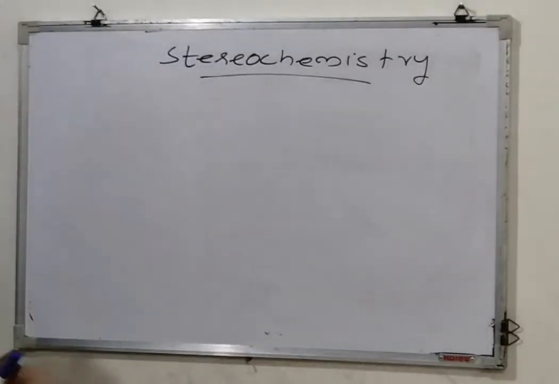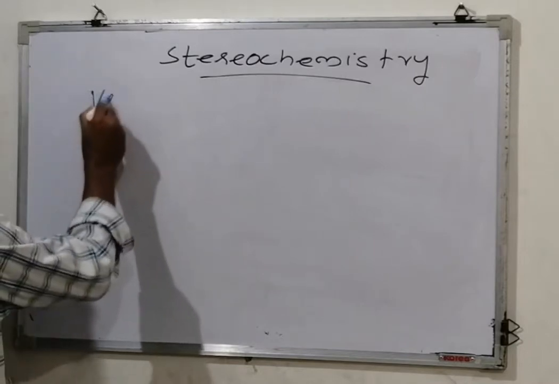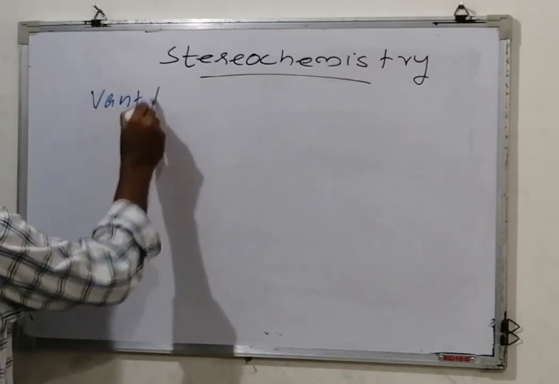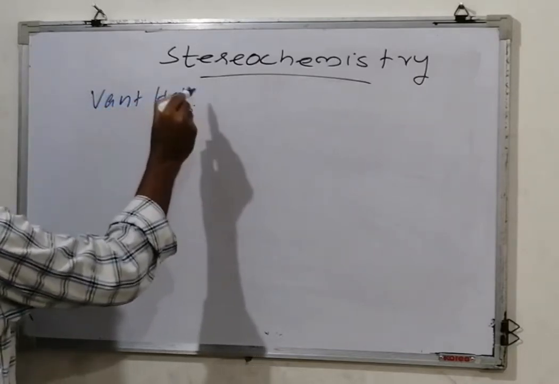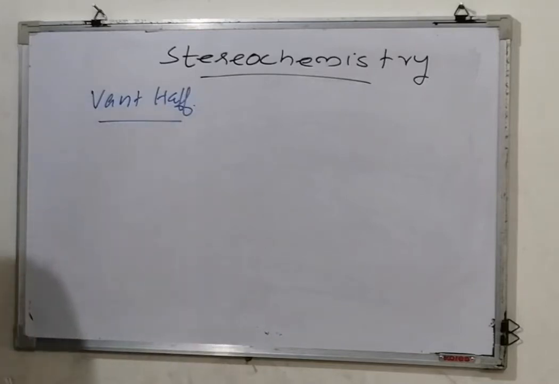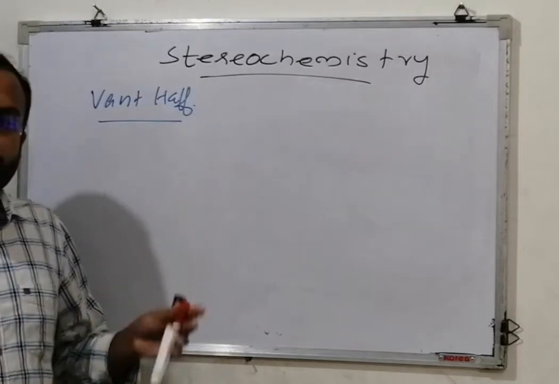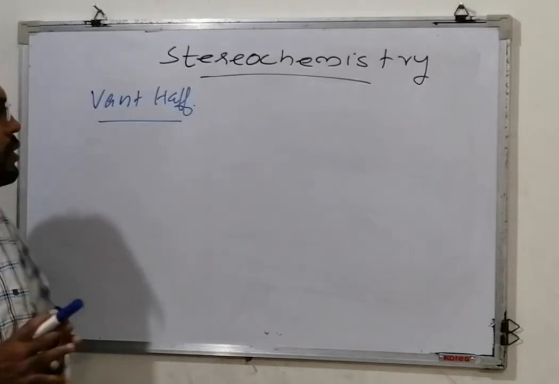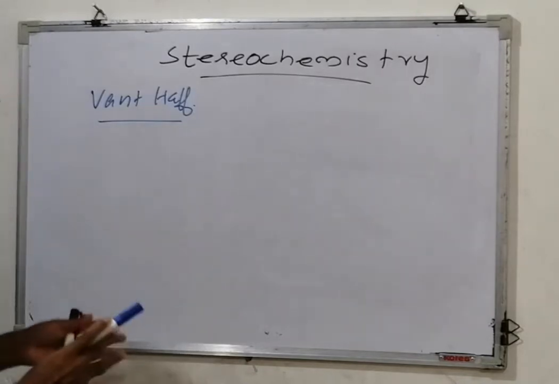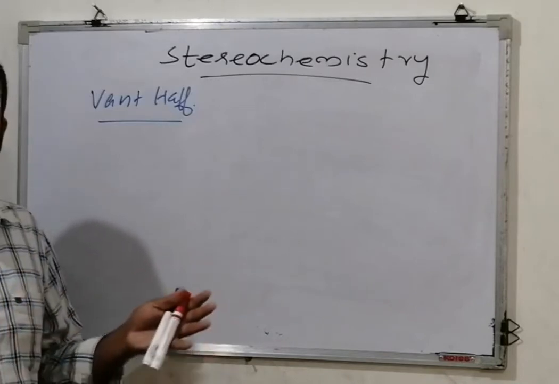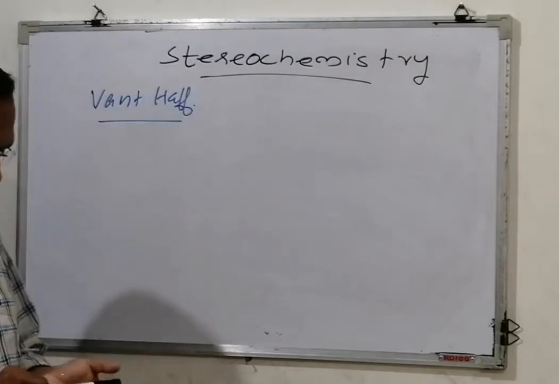Today we will deal with stereochemistry. The scientist Van't Hoff is considered the father of stereochemistry. Stereochemistry basically deals with the property of three-dimensional orientation of molecules.